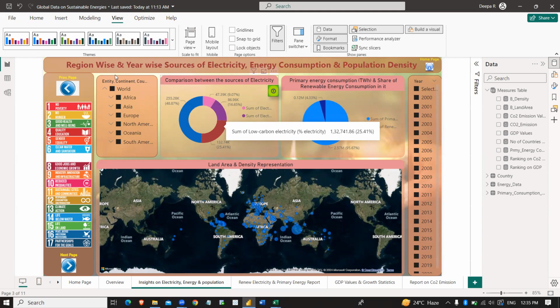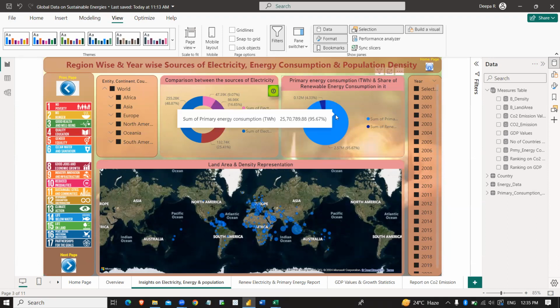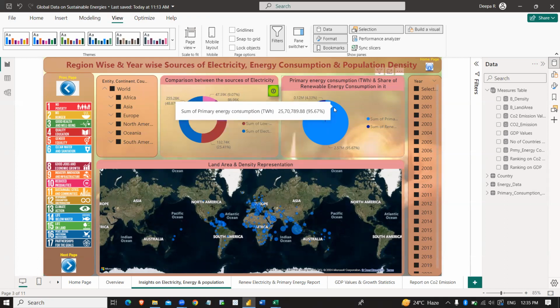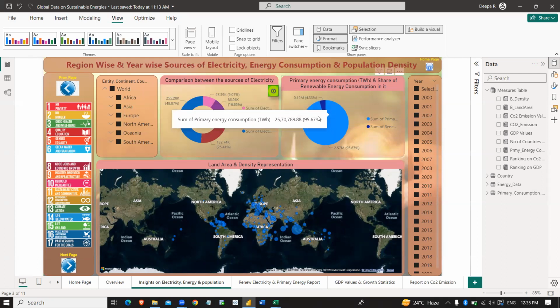25.41%. Okay, so this is the worldwide data, and here this is the primary energy consumption, and the share of renewable energy in this primary energy consumption is only 4.33%. Okay, I will tell you about these things. First, let me tell about all the visuals in this particular page. So this map visual is showing the population density of the world.